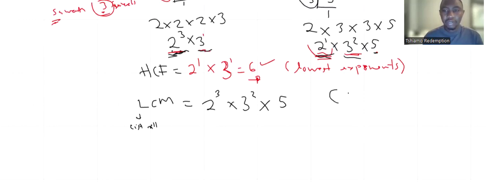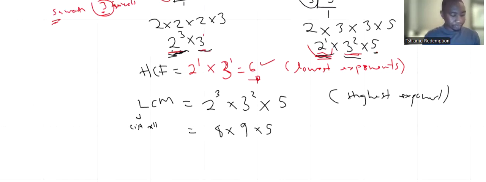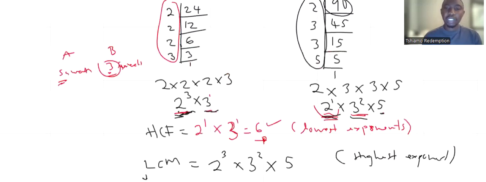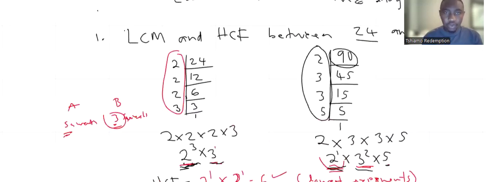exponent for this one. So what will be my answer here? 8 multiplied by 9 multiplied by 5, which will be 360. So what does it mean? The first multiple that will be the same between the two numbers, 24 and 90, the first multiple will be 360. The first common multiple between the two numbers.